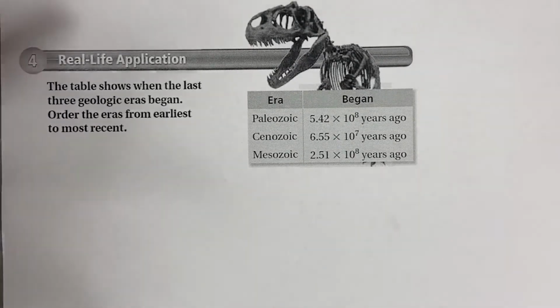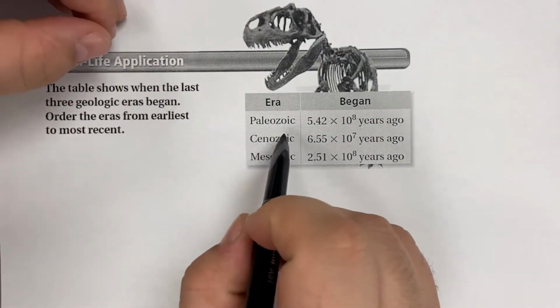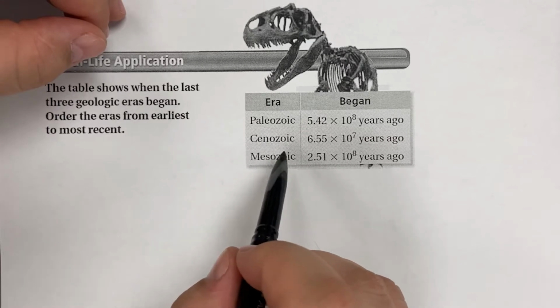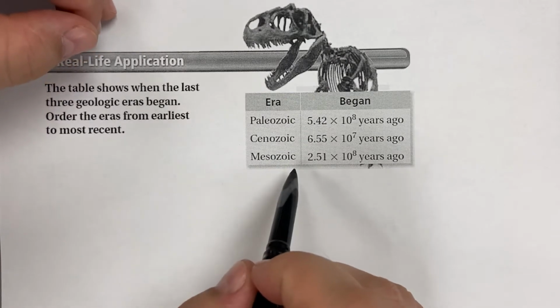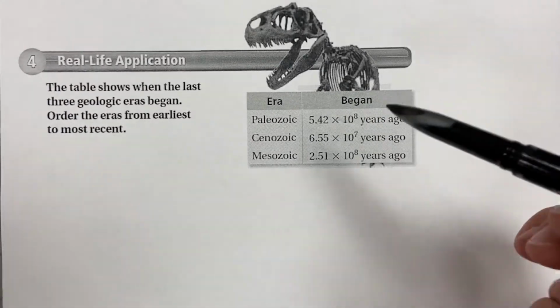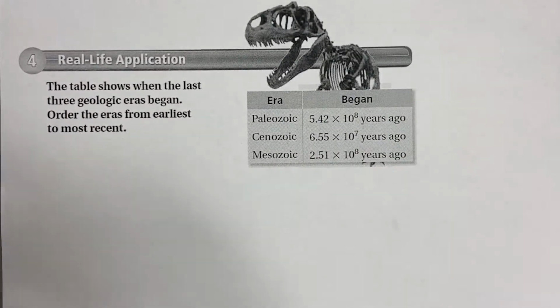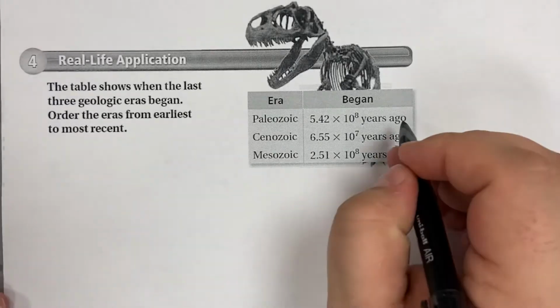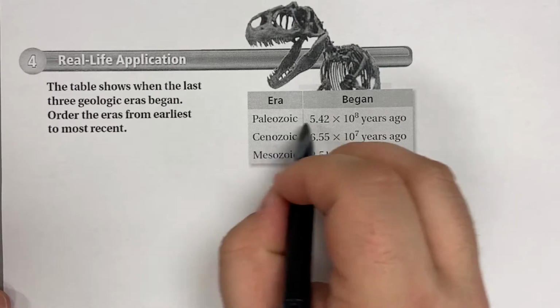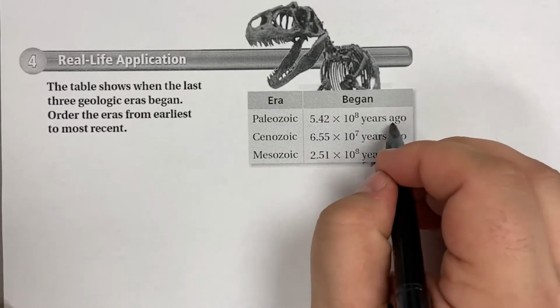So how in the world can we take something that's pre-man, which is the Paleozoic era, Cenozoic era, and Mesozoic era, and I hope I pronounced that right because my son will come after me. How can we compare which one's the baby of the group, if you will? Well, a couple of things we need to pay attention to. Now, this is saying the Paleozoic was 5.42 times 10 to the 8th years ago.